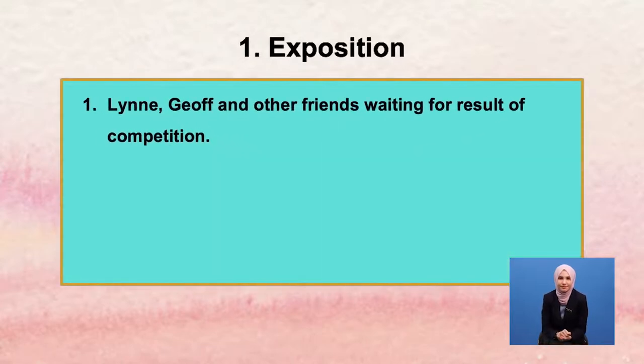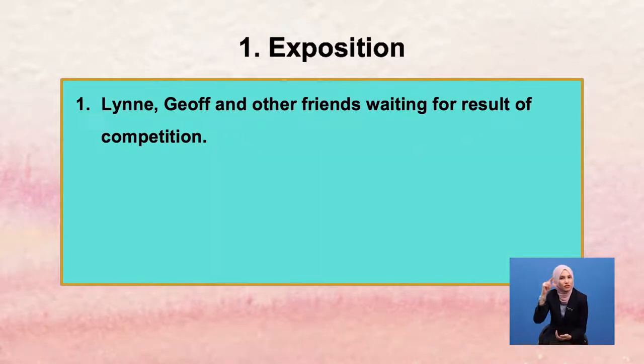The exposition is when Lynn, Joff, and other friends wait for the result of the competition. Lynn is nervous and wants to get over with the result, and she does not care who wins the competition anymore. She hopes that it will at least be a tie when Mr. Velos announces her name and Joff's.